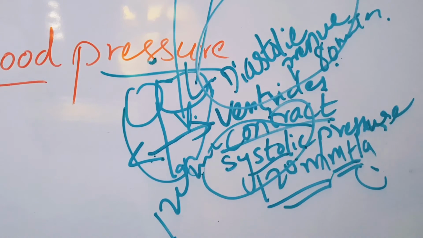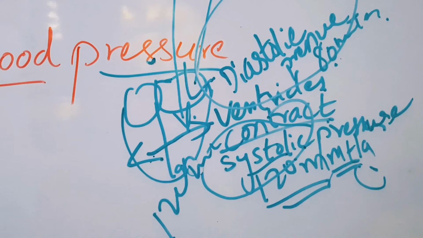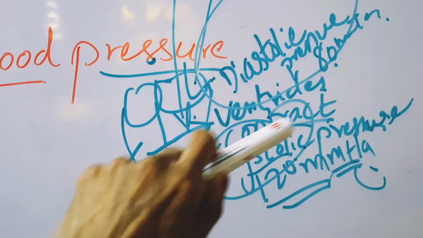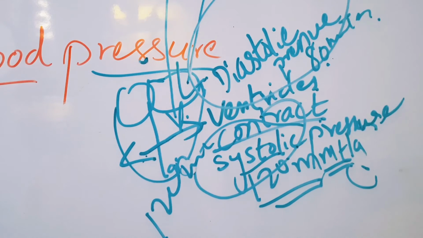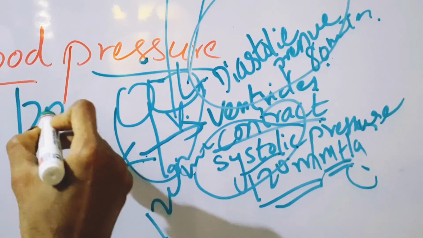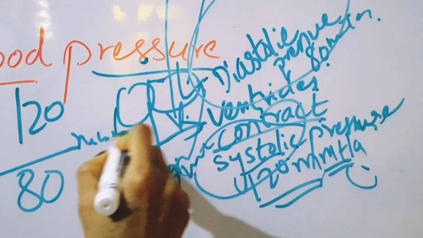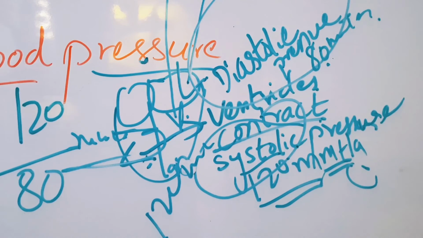So systolic pressure means the pressure exerted when the ventricles contract, that is 120 mmHg. Diastolic pressure is when the ventricles relax and the blood flows from the auricles into the ventricles. Overall, systolic pressure should be 120 mmHg and diastolic pressure 80 mmHg. 120 by 80 mmHg is the normal blood pressure for any individual.